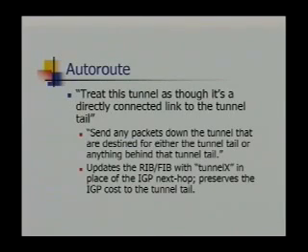Basically, treat this tunnel as though it's a logical, directly connected link all the way to the tunnel tail. So send any packets down the tunnel that would be destined for either the tunnel tail or beyond. And it updates the local router's RIB and FIB with tunnel X in place of the IGP next hop, so that traffic going down the tunnel is now forwarded all the way to the tunnel tail, not just to one hop further based on the TE tunnel. And it preserves the calculated IGP cost all the way to the TE tail.